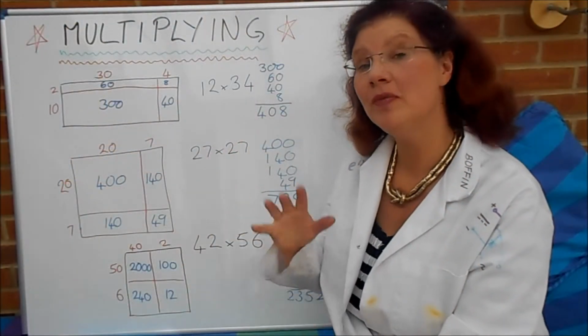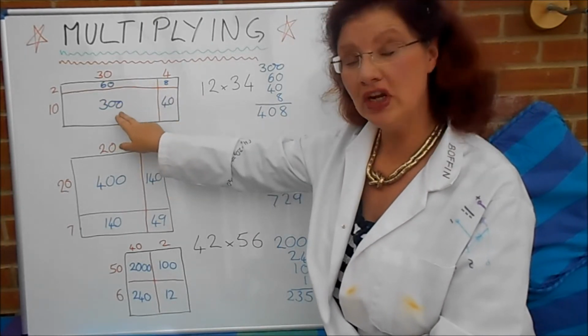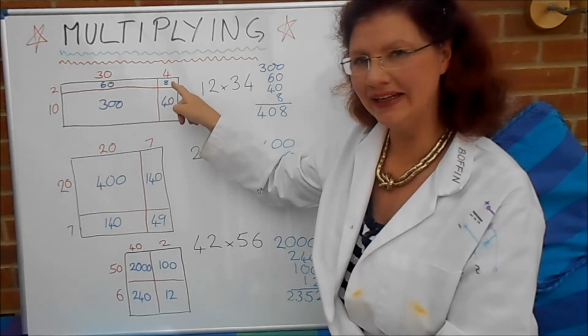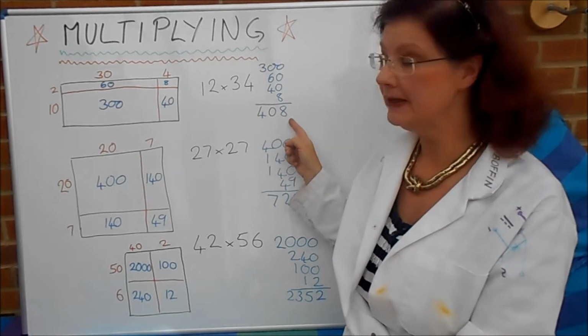Welcome back, Batty fans. Hopefully you've got something like this. For the first one, the areas are 300 for the big one. That's pretty easy. 60, 40 and 8. If you got all those and you add them up, you should get 408, I think.